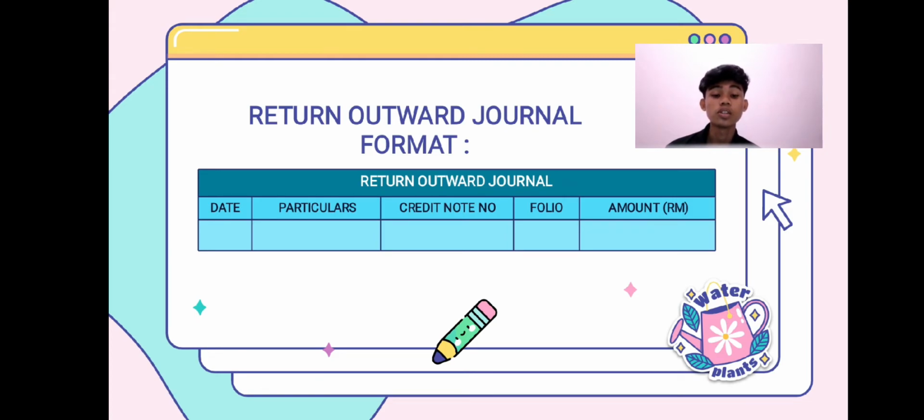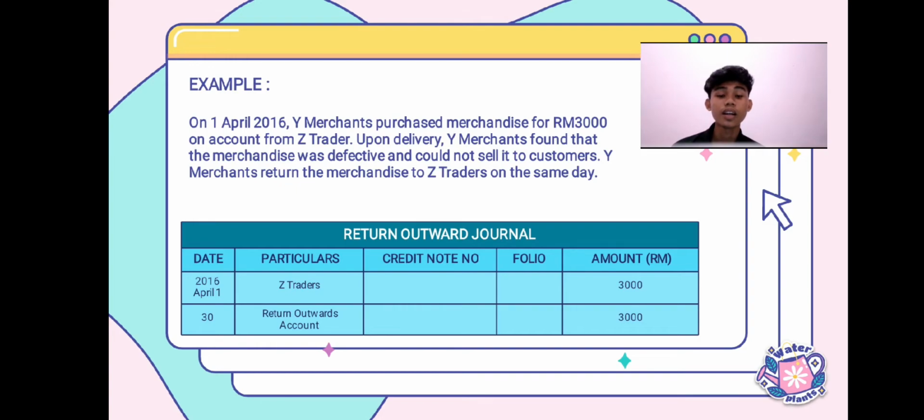The thing that you need to put is just a title, date, credit, note, number, folio and amount. Here I have one example for you.